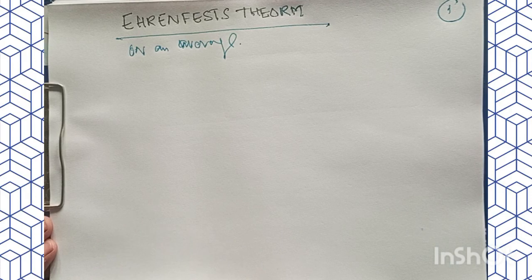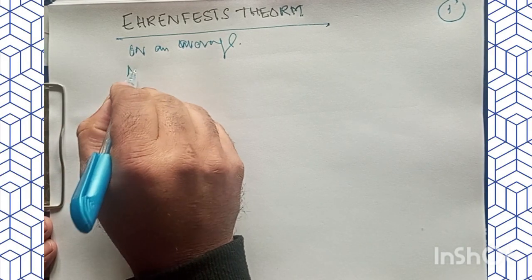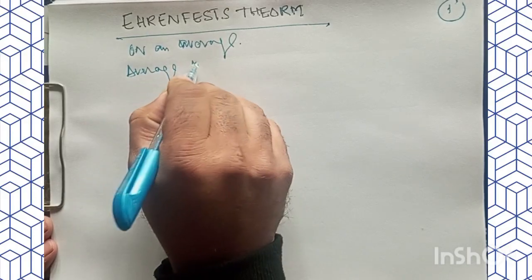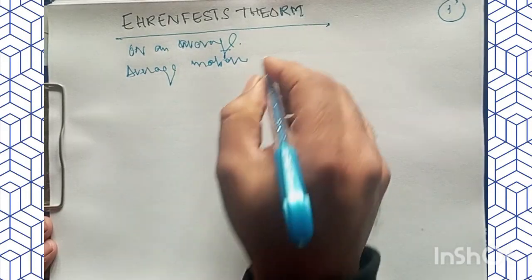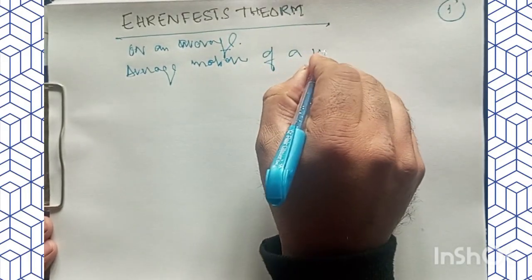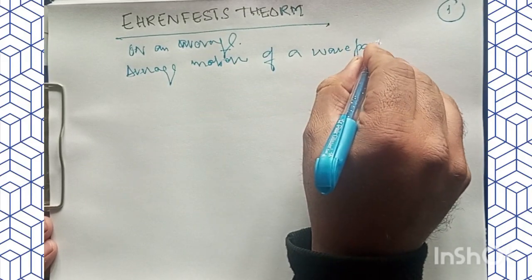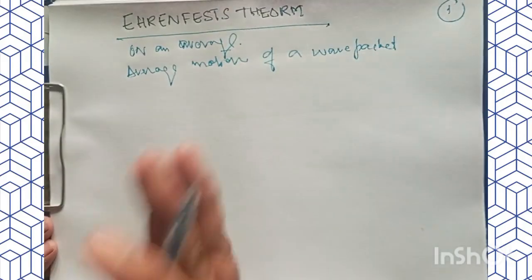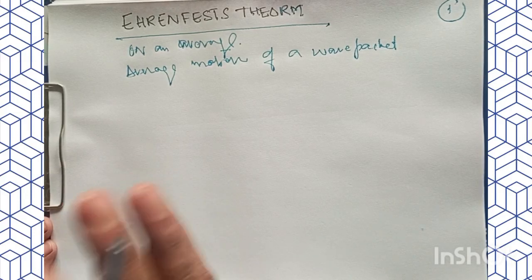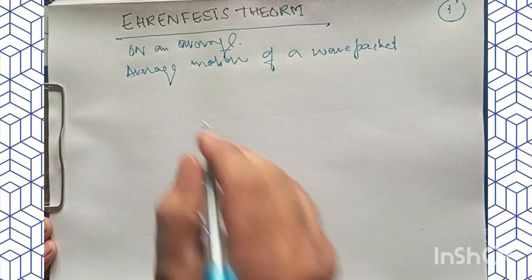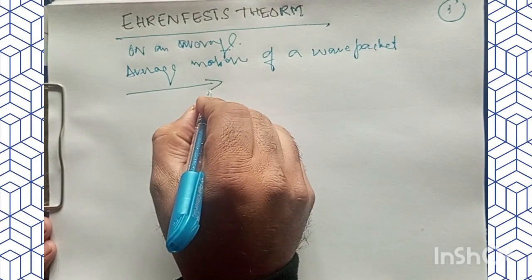So, if I have to track it down in some other way, then this theorem states that the average motion of a wave packet agrees with the motion that's corresponding to the classical particle.